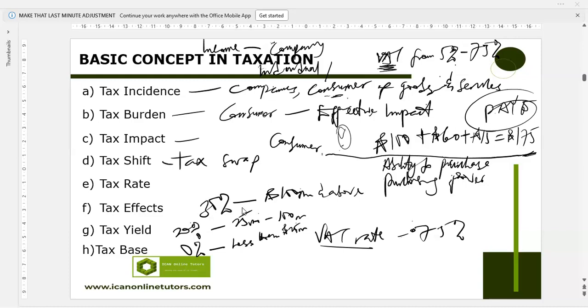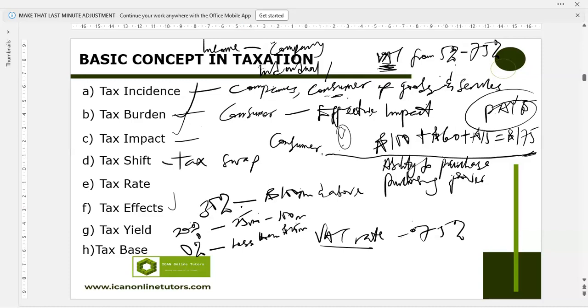So the main question now is the matter of taxation. Who bears the burden of the tax, the producers or the consumers? Look at the elasticity of demand, which determines how the tax is shared between the manufacturer and the buyer. So again, tax yield is the return. Then tax burden, tax incidence, tax impact, then tax effects: who bears the effect, or who does the tax impact?